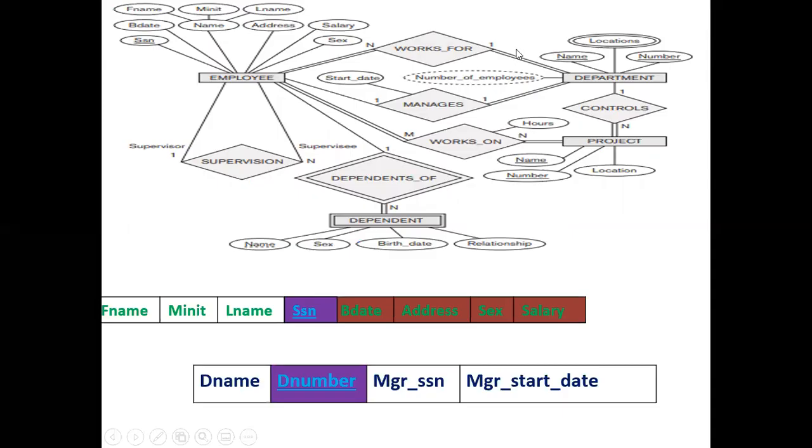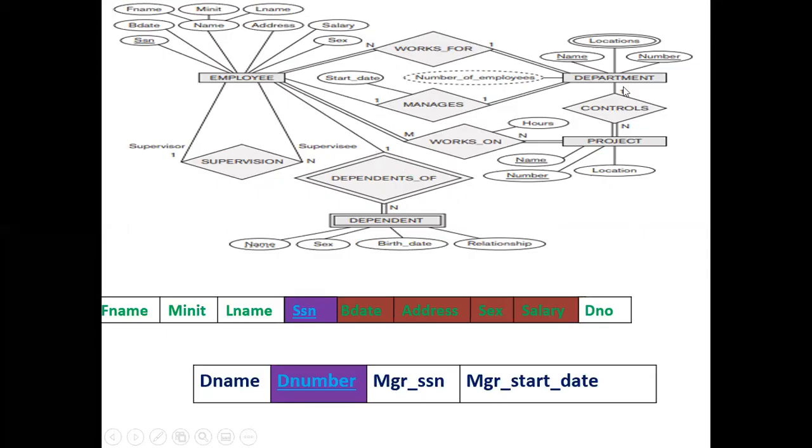Got this point? The primary key towards the one side will be the foreign key towards the N side. So the primary key towards the one side, that is in the department table, is department number, and that will become a foreign key in the N side entity type, that is in employee. So D num of department will become a foreign key for employee.